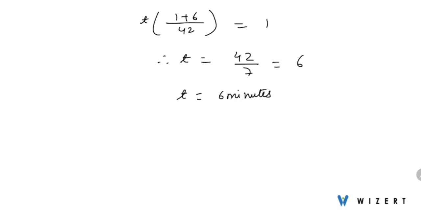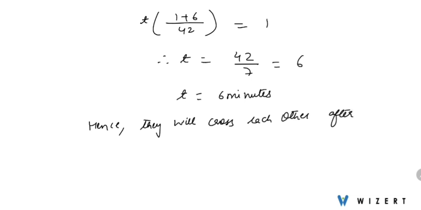So we can say that they will cross, or you can say the cat and dog will cross each other after 6 minutes. So 6 minutes is the required answer.